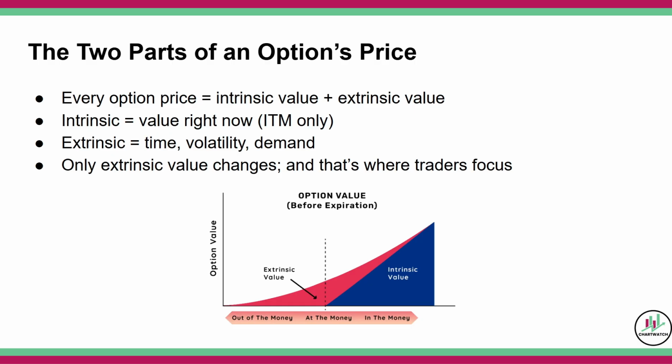The first one is called the intrinsic value, and this is the part of the price that's real and already locked in. If the option is in the money, as we talked about in the last video, it has an intrinsic value, meaning if you exercise it right now, you'd gain something. For example, a call option with a strike price of $90 on a stock trading at 100 has $10 of intrinsic value. Theoretically, you could buy the stock at 90 and sell it instantly at 100. So that $10 is baked into the price of the option, and it's not going anywhere unless the stock price itself moves.